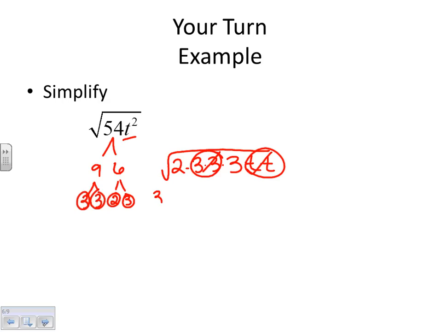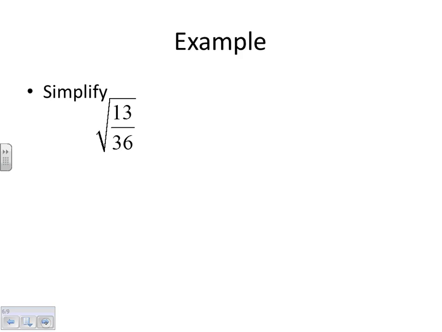So cross one out, bring one out, and we're left with 2 times 3 on the inside. We multiply the outside together, we get 3t, and we multiply the inside together, we get 6. So your answer is 3t times the square root of 6.